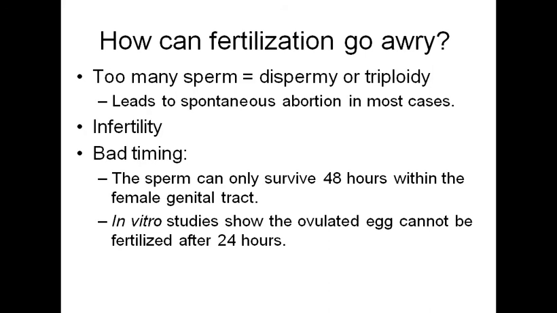Secondly, the second option can be that the couple, one of them is infertile, due to which normal fertilization is not happening, right? So infertility can be one of the options in which normal fertilization is not happening. The third option can be bad timing.